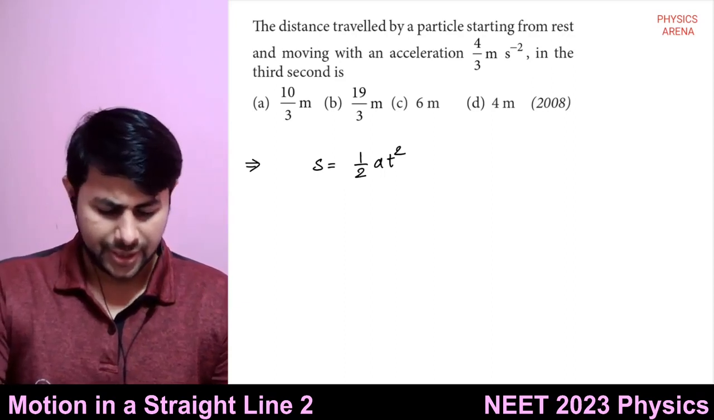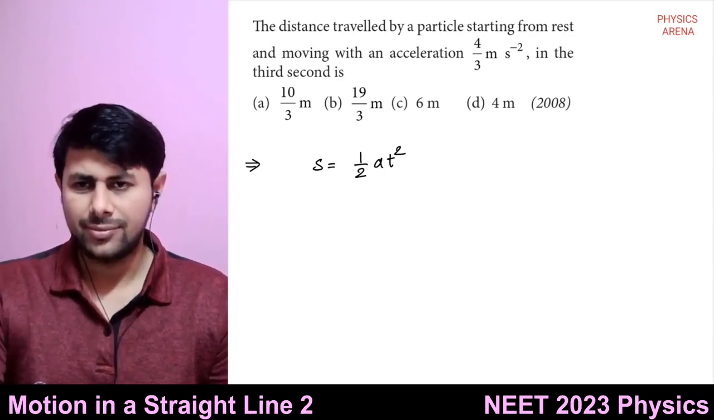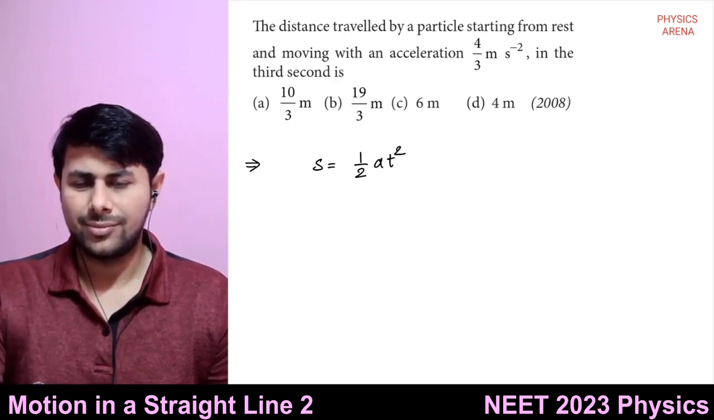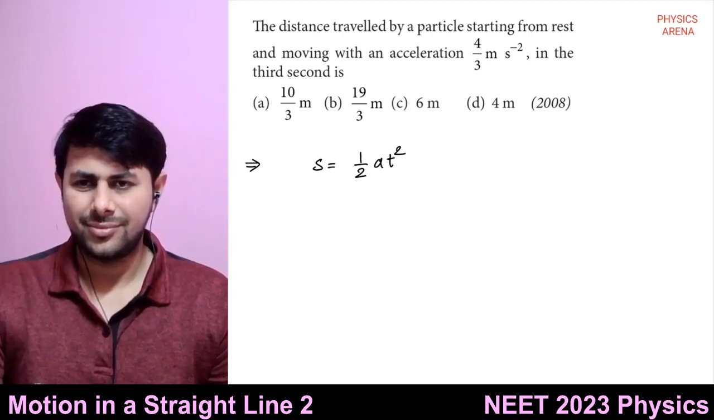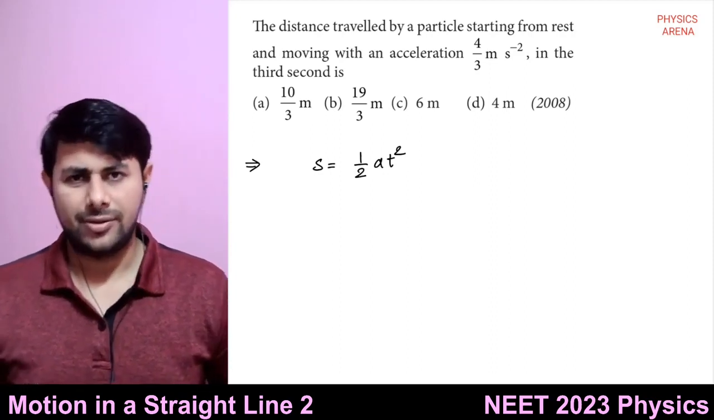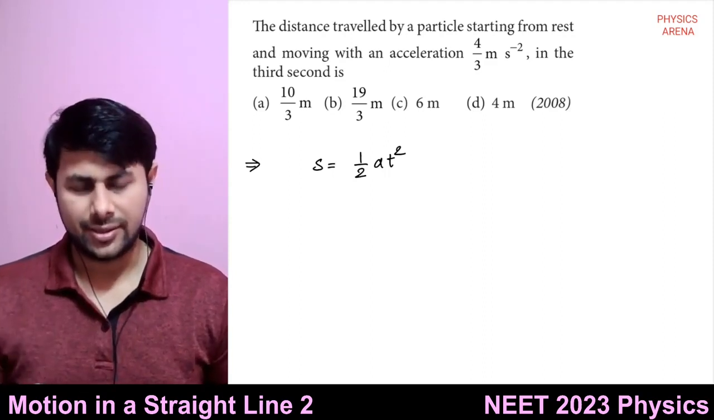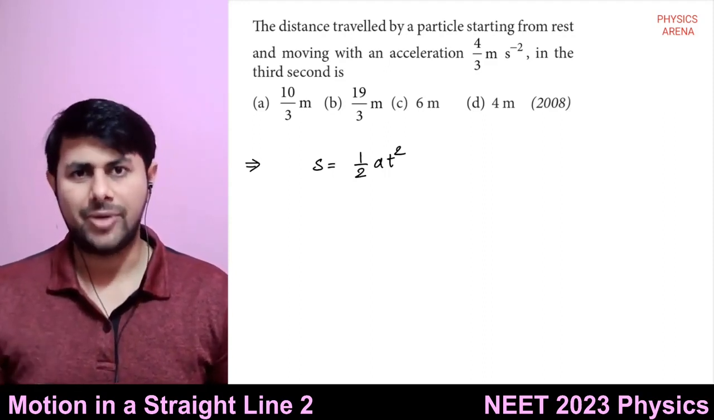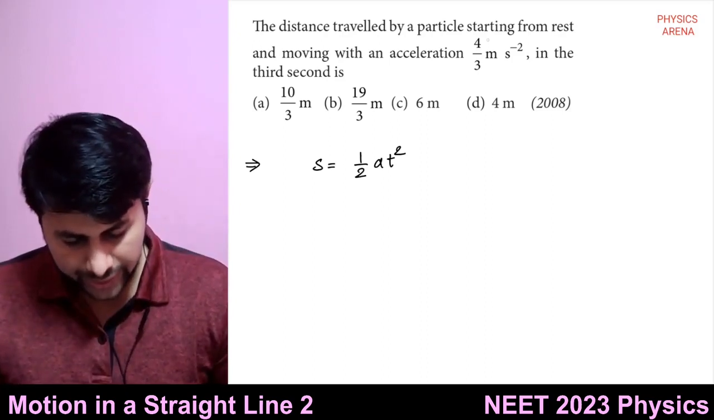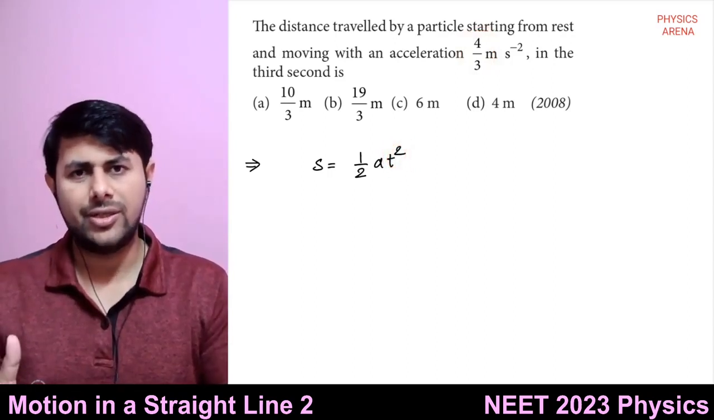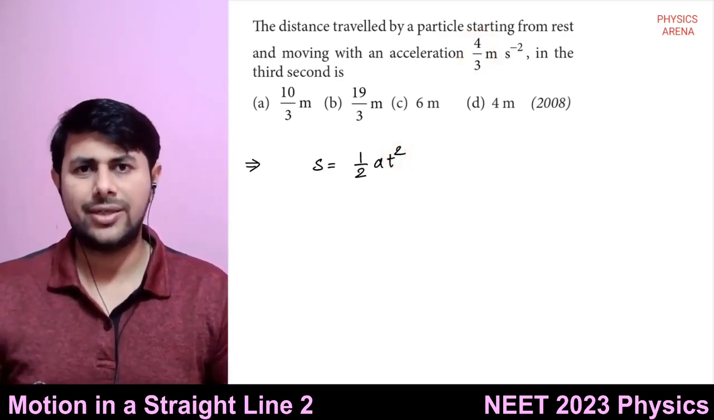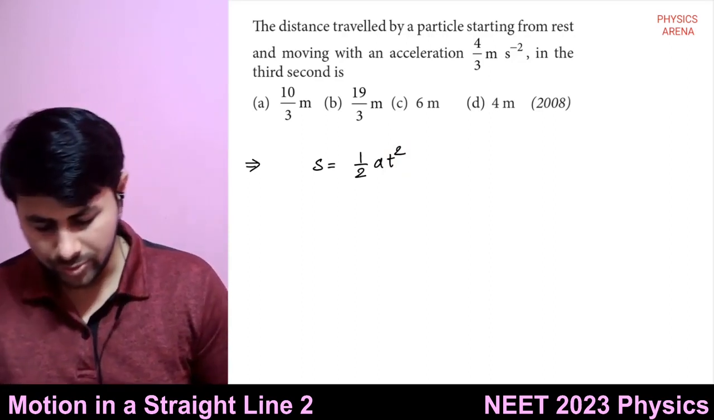Shall I put a and t equals to 3 seconds? Okay, see, this is simple. They are asking distance covered in third second. So definitely you are hesitating because if you put a, which is 4 by 3, and t equals to 3 seconds, then you will get distance covered in first 3 seconds, right? You will not get distance covered in third second. So what will you do to find out that?